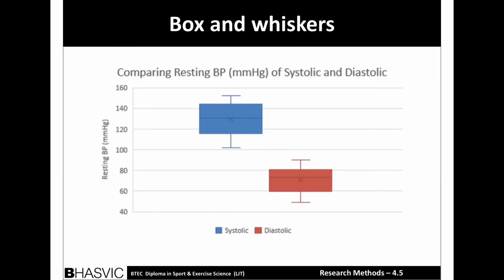Next up is the box and whiskers. A box and whiskers chart consists of boxes that represent the interquartile range of the data, but also the median and the mean of the data. The whiskers are the lines either side of the boxes and are used to represent the largest and smallest values in the data set. The data that is not included in the data set is presented as individual points and are called outliers. Here in this example we were comparing resting blood pressure of systolic and diastolic.